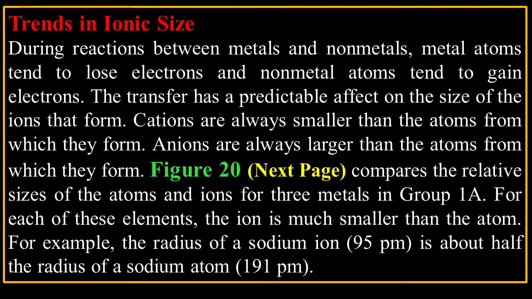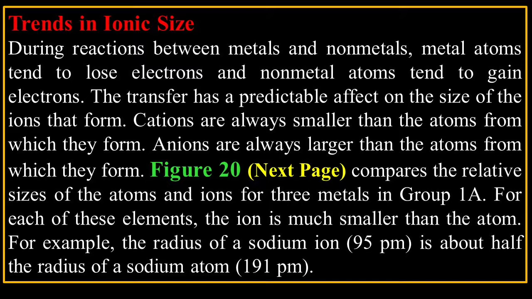Okay, trends in ionic size. During reactions between metals and nonmetals, metal atoms tend to lose electrons and nonmetal atoms tend to gain electrons. The transfer has a predictable effect on the size of the ions that form. Cations are always smaller than the atoms from which they form. Anions are always larger than the atoms from which they form.